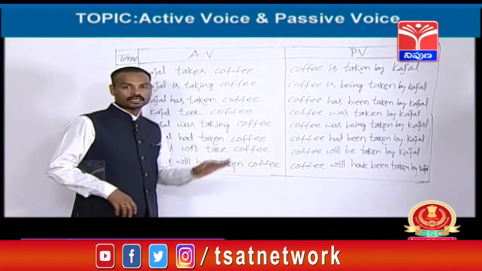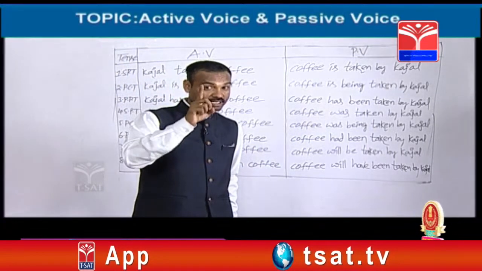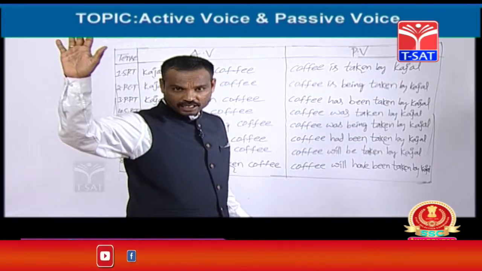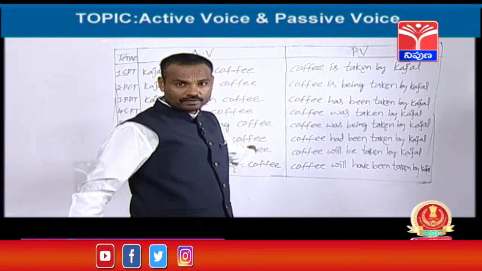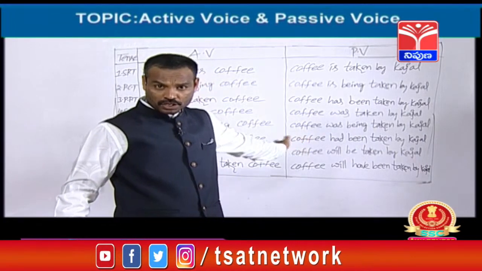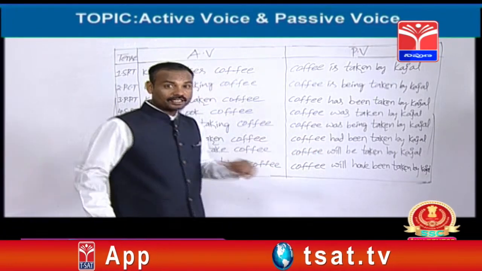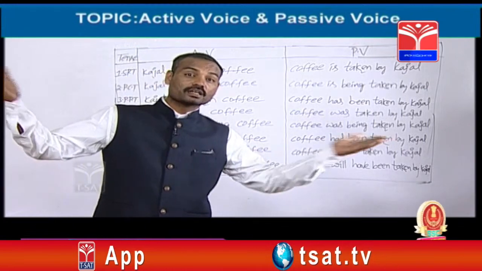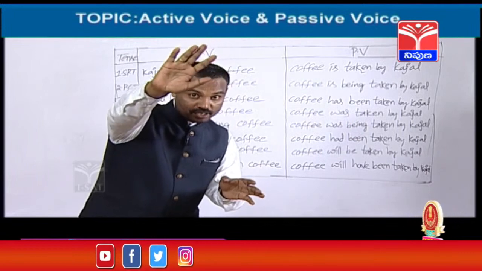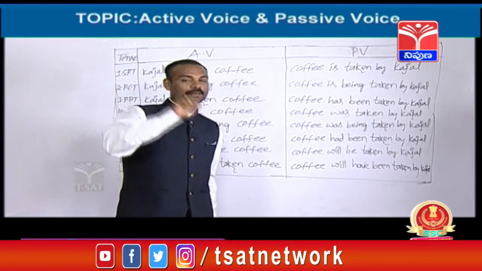Okay. So here, Kajal was taking coffee. So was or were is there. Whenever you find either was or were in any sentence, and if you find the ing form, that is from past continuous, that's all. So now you came to know this is called a past continuous sentence. Are you ready to change this past continuous into passive voice? Come on. In this sentence, where is the object? Kajal was taking coffee. Coffee is the object.